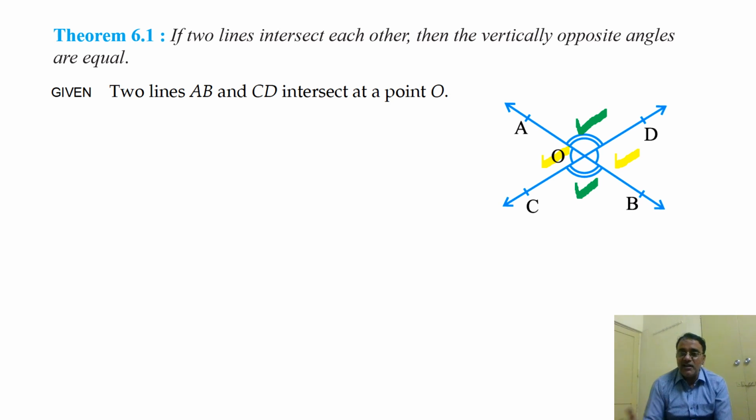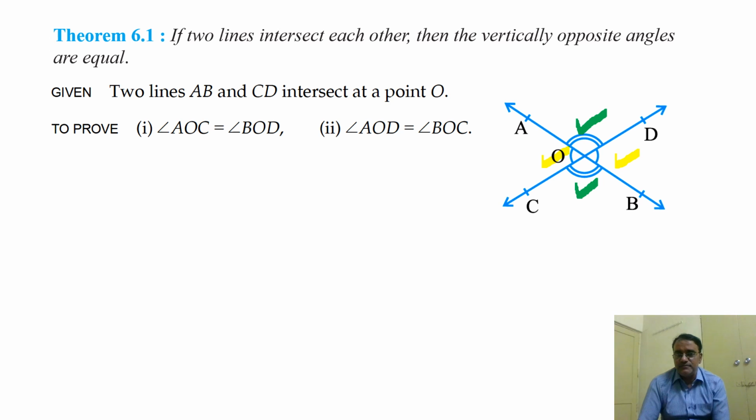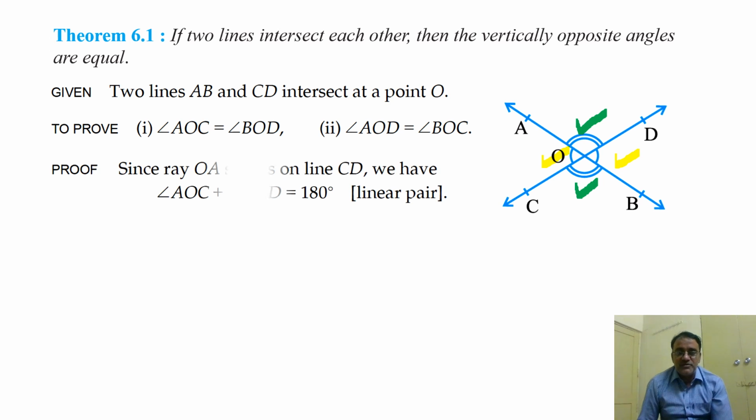So हम लोग क्या करेंगे, एक पेयर को प्रूफ करके we will prove one pair and we'll write similarly the other will be equal to each other. Okay, so next step is to proof. So to proof में दोनों bit आ गया. First bit is angle AOC is equals to angle BOD, and the second bit angle AOD is equals to angle BOC. So now here there is no construction is required, so we'll go directly to proof section.